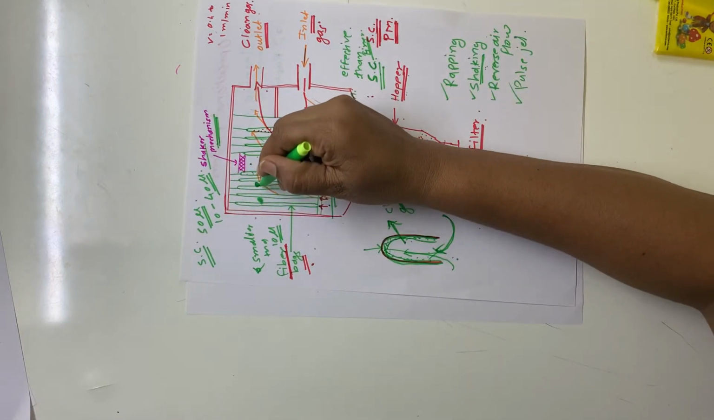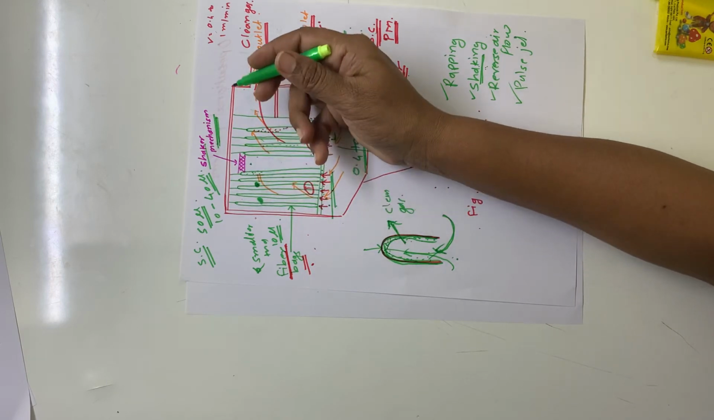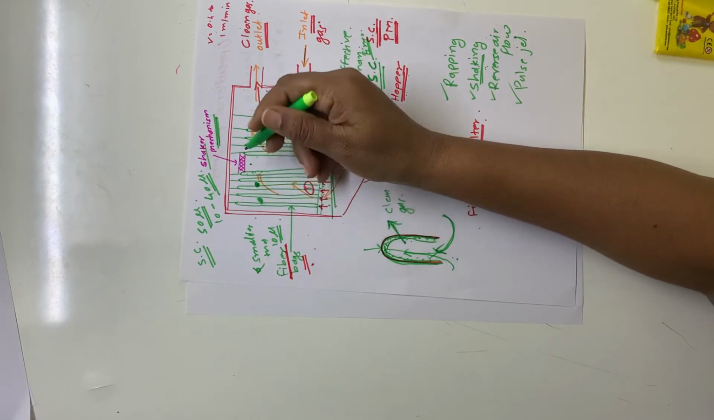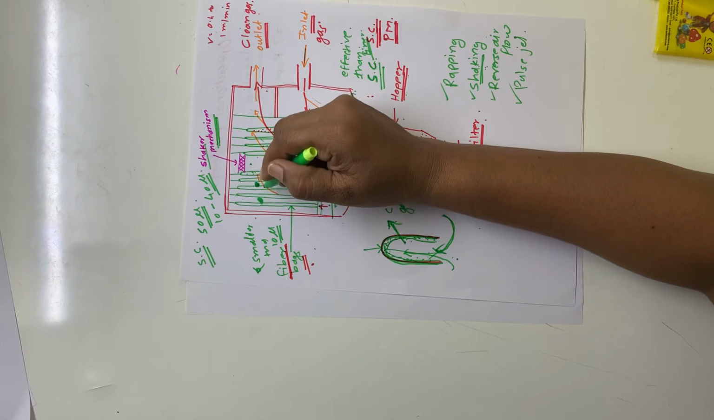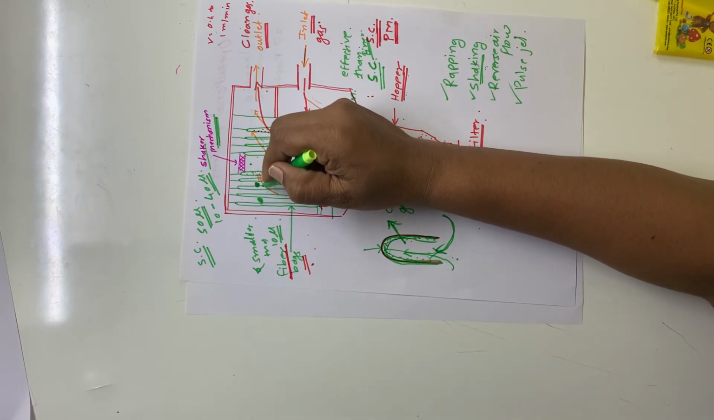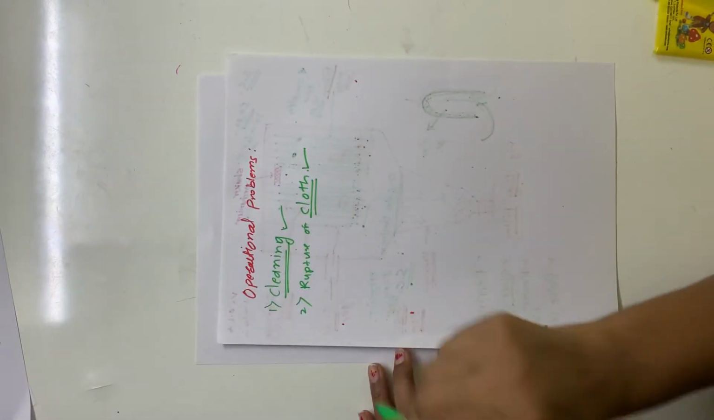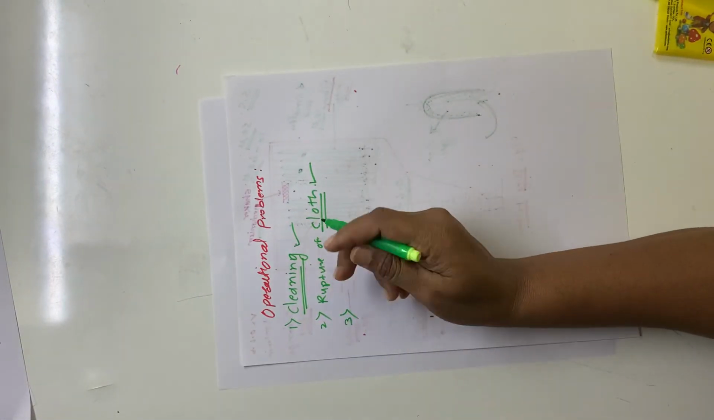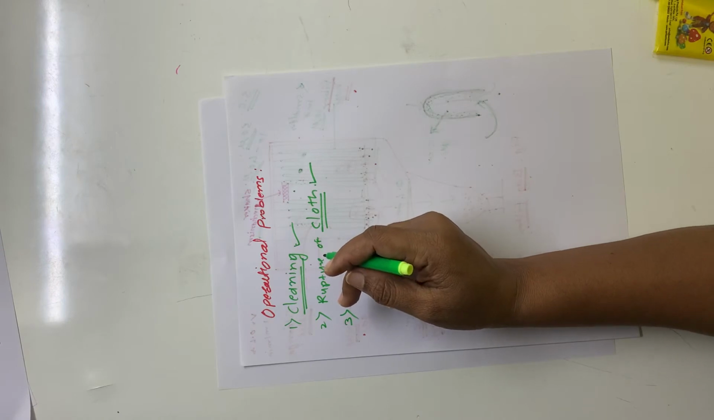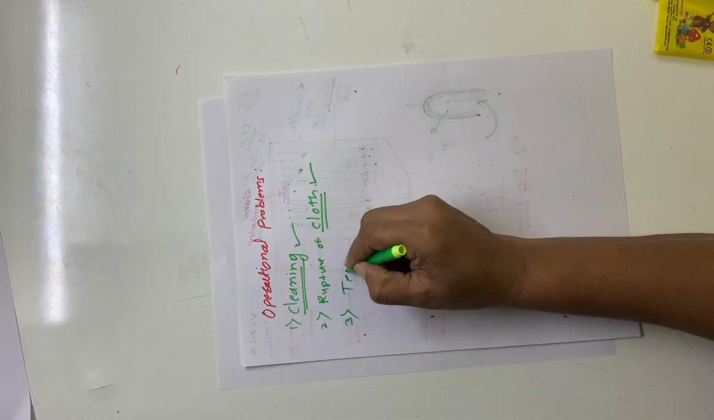But still in one block also there are thousands of bags, and to find out which bag is getting ruptured, and how many bags are getting ruptured, is a critical or tedious job. So it becomes one of the operational problems. Then the next one is the temperature.